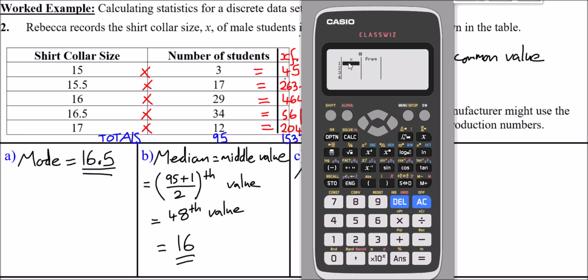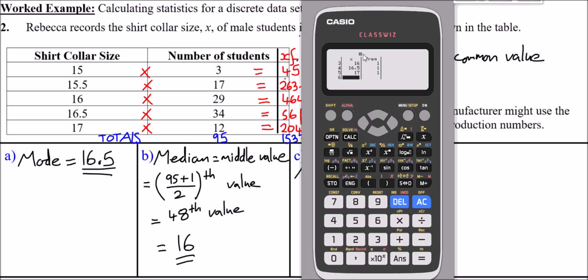So where it says X, we're going to input the shirt collar sizes. So 15, press equals to go to the next one, 15.5, 16, 16.5, and finally 17.